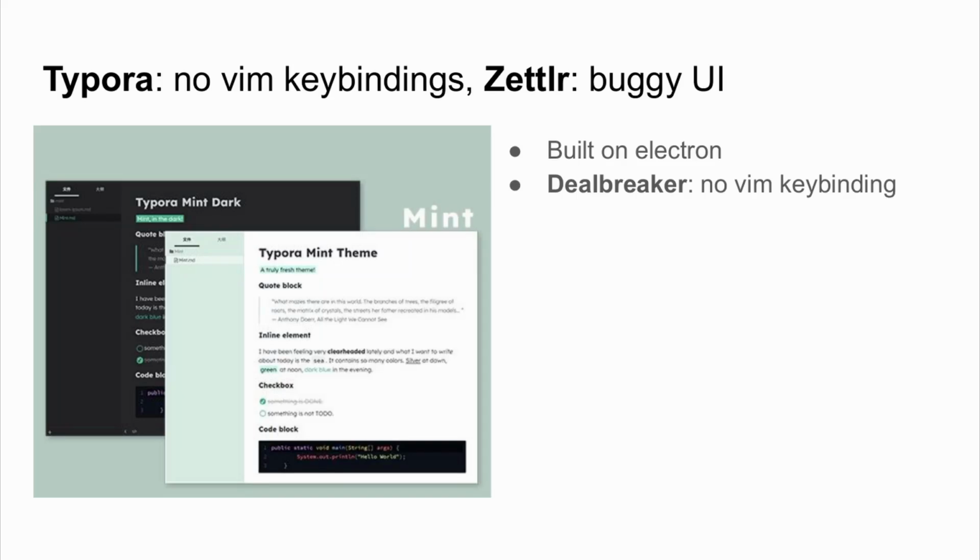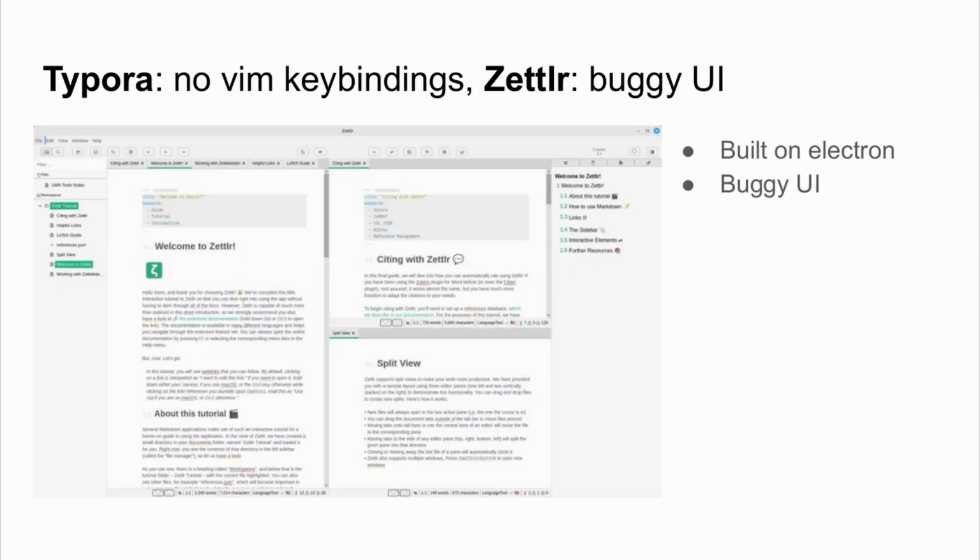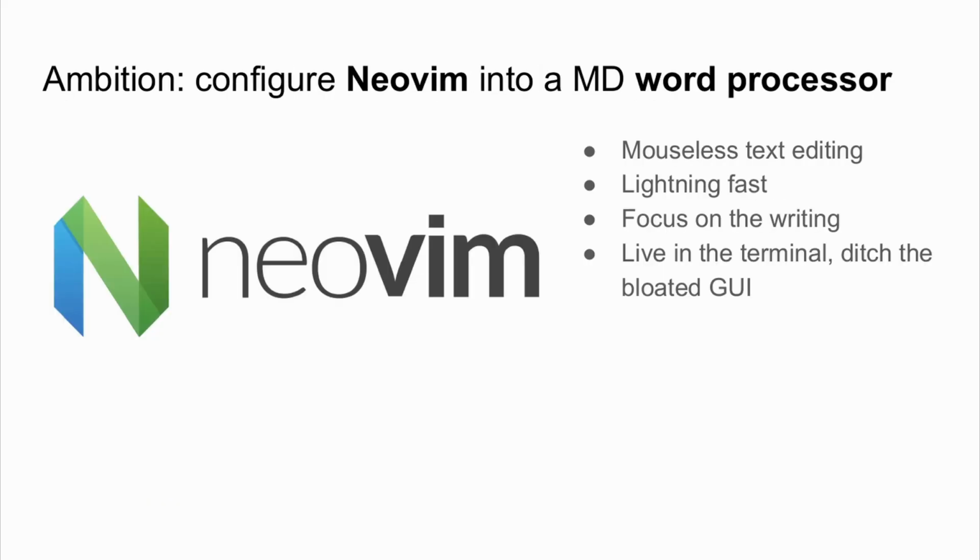I have been a Typora user for years. The UI is genuinely beautiful. Most Markdown editors don't even come close. But Typora has no Vim keybindings, and Zettlr is buggy with limited UI customization options. So I decided to publish my own configuration, which will transform Neovim into your dream Markdown word processor, so you can focus on the writing experience and ditch the bloated GUI.